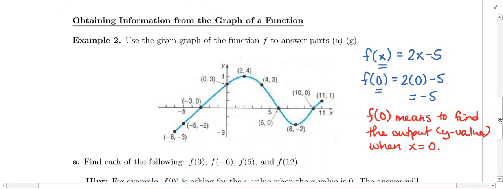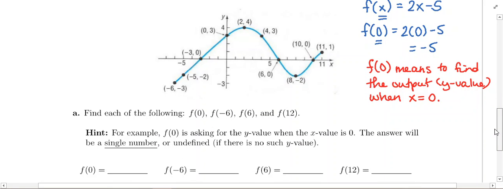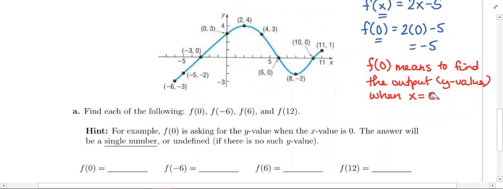If we scroll down, we have some blanks so we can fill this out. If we look at f of 0, again, that means that x equals 0. So we're going to go to the x-axis and we're going to locate 0. If you see where my cursor is, this is where x equals 0 on the x-axis. But we have to find the corresponding point on the graph. If we go up to the graph, here is the point that we're talking about. So (0, 3) is the point on this graph where x equals 0.